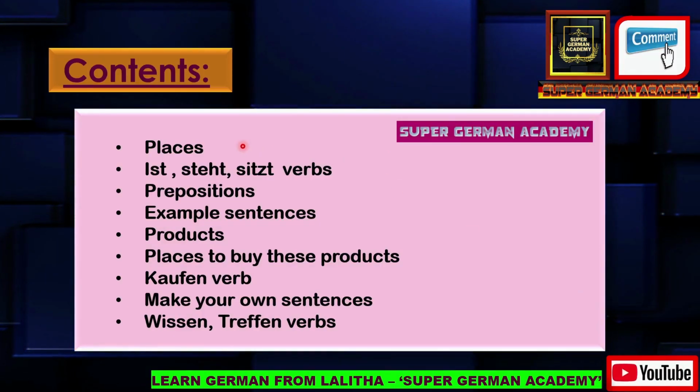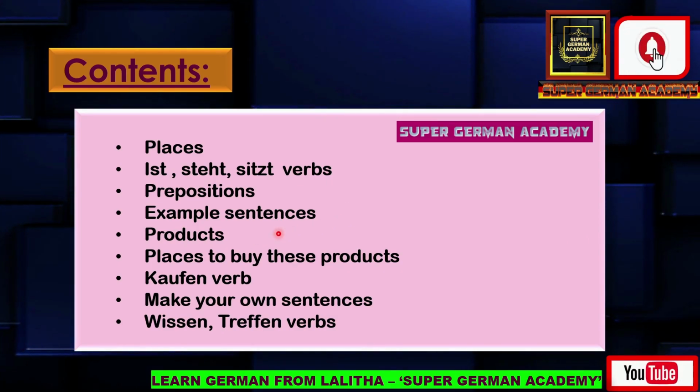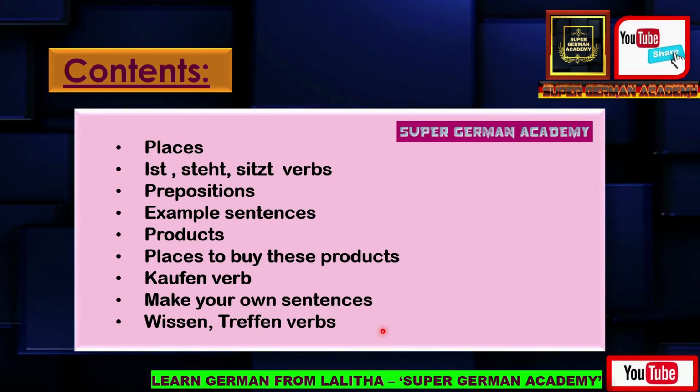In this lesson you will learn different places like railway station, bus stop, bank, restaurant and many other places. Then the verbs ist, steht, sitzt, and prepositions, and example sentences using these places, verbs and prepositions. Then a few product names, then places where to buy these products. Then the verb kaufen, and make your own sentences. I have given a few example questions and answers. Then the verbs wissen and treffen. This lesson is about dative sentences, how to use the dative articles and prepositions in dative sentences.